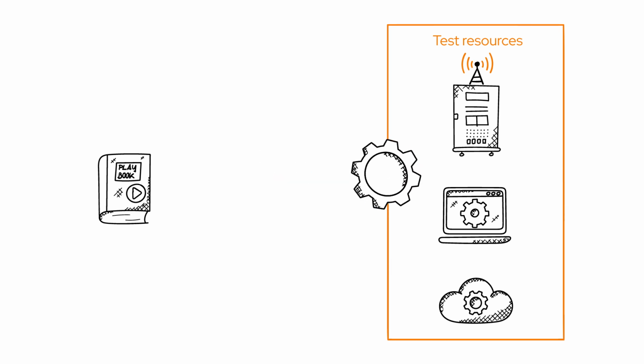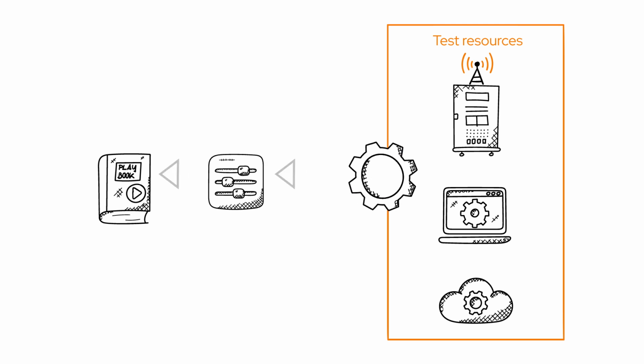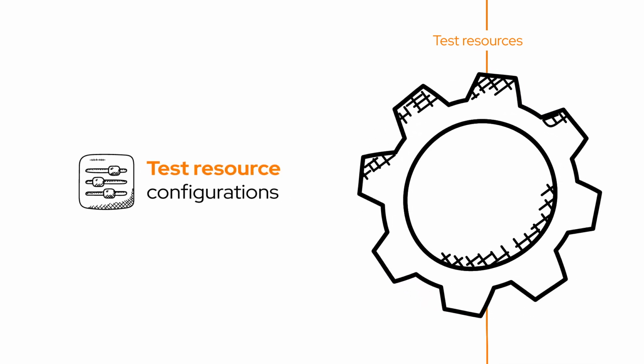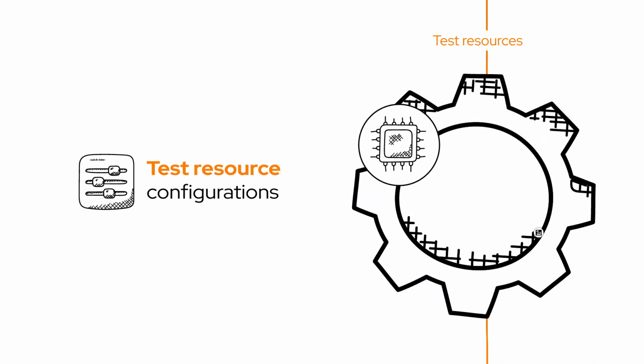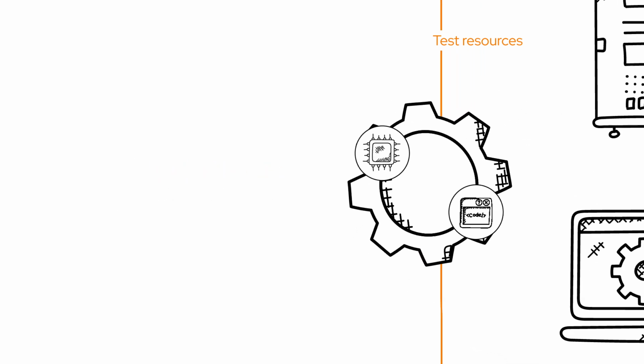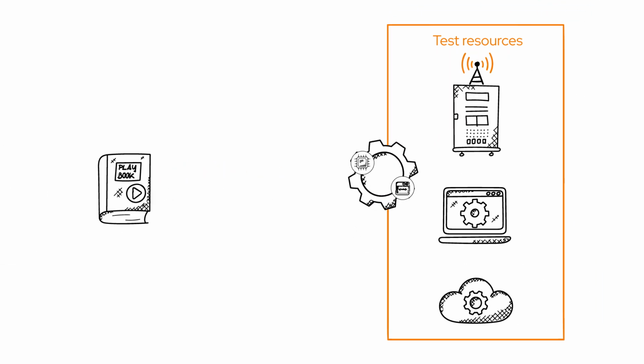The general idea is that test resources have a defined configuration, while playbooks can have certain requirements towards this configuration. The test resource configuration can be anything, for example hardware or software available at the test resource. Playbooks can require a specific configuration at the test resource in order to be able to be executed there.